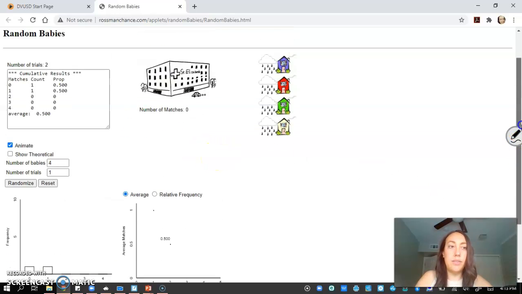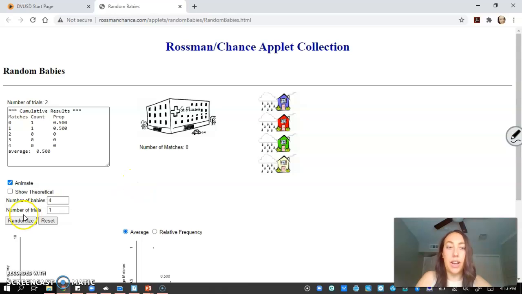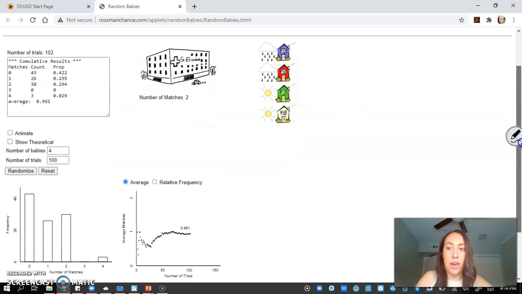So we obviously need to do a lot of trials to get a good idea of the average number of babies that make it to the correct home. So let's do 100 trials. I'm not going to animate it 100 times. You can see the counts changing here though. So 43 times we saw 0 matches, 26 times we saw 1 match, 30 times we saw 2 matches, 3 times we saw 4 matches. That's putting our average number of babies making it to the correct home at 0.961.